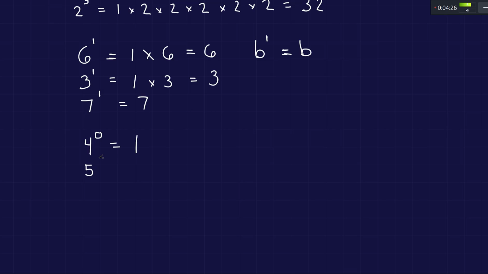And same thing here, 5 to the 0. Well, that's just 1. We're not multiplying by 5 any number of times, or 0 number of times. We'll do one more, so 6 raised to the 0 is just 1. And we can generalize this to say any base raised to the 0 power is just going to give us 1 every time.